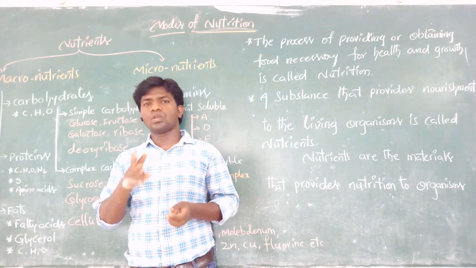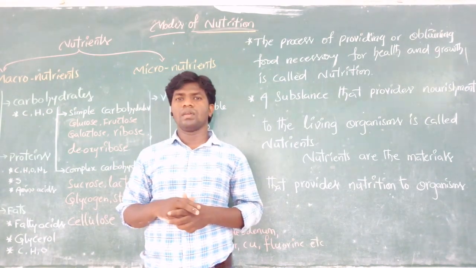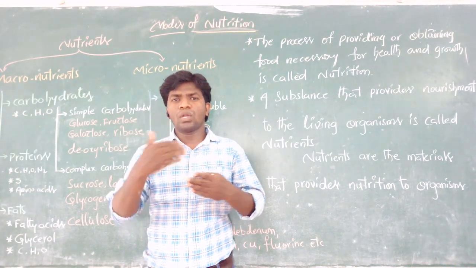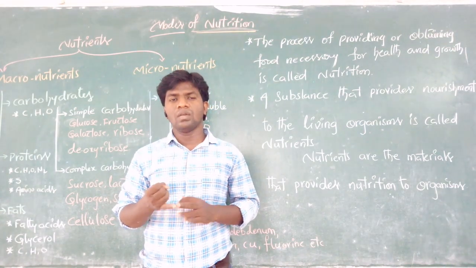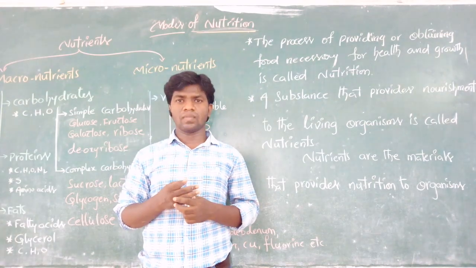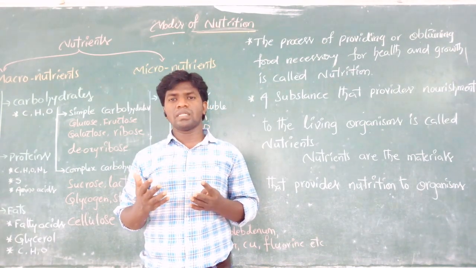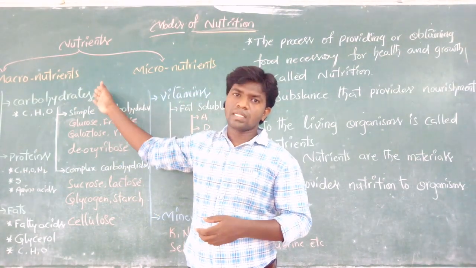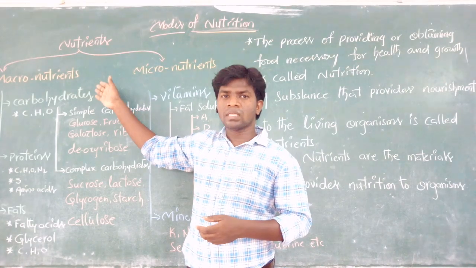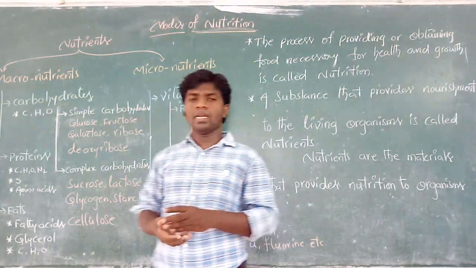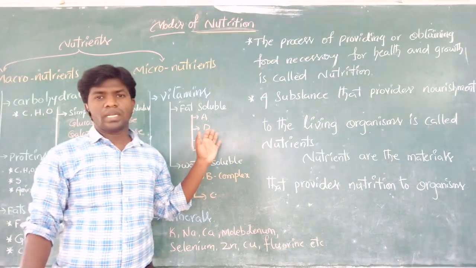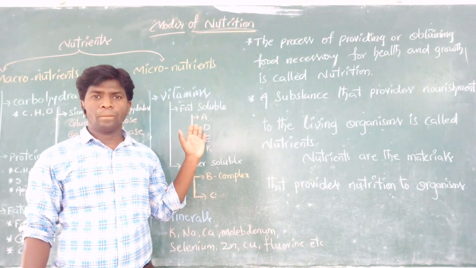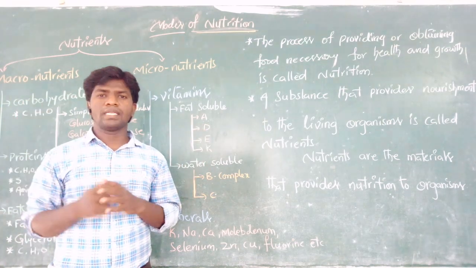Actually, there are two types of nutrients: macronutrients and micronutrients. Macronutrients are carbohydrates, proteins, and fats, and micronutrients are vitamins and minerals.